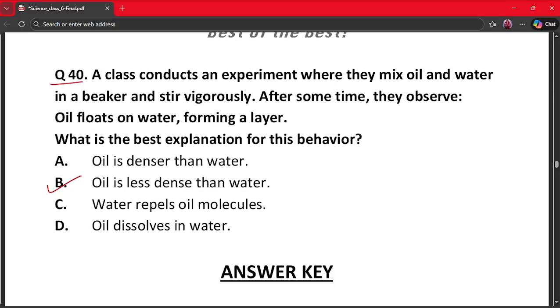So students, excellent work. We have completed sample paper 2. Remember, understanding concepts step by step is the key to scoring high. So keep revising, keep practicing, and stay confident. We'll continue with sample paper 3.